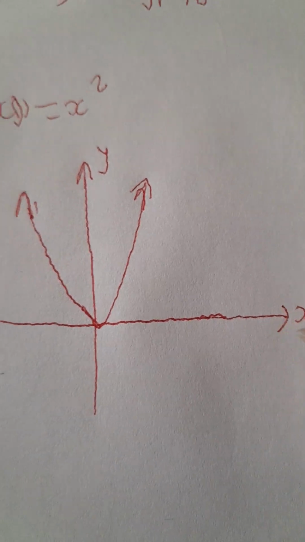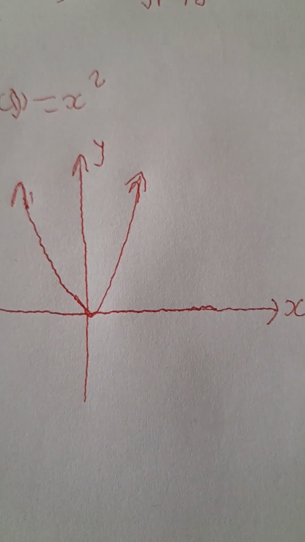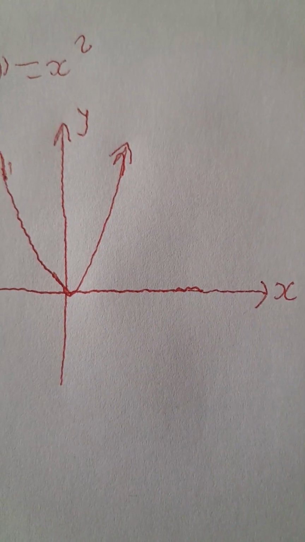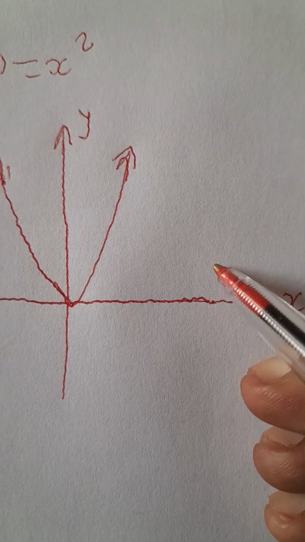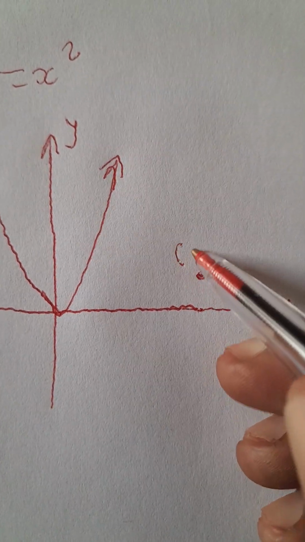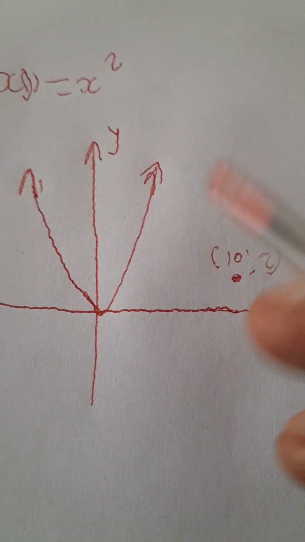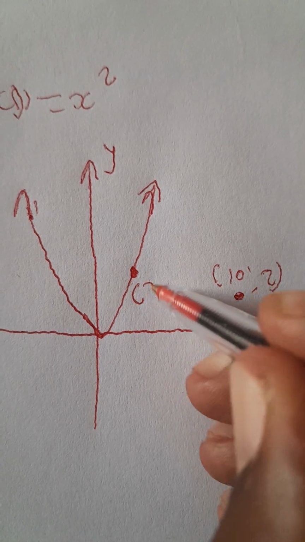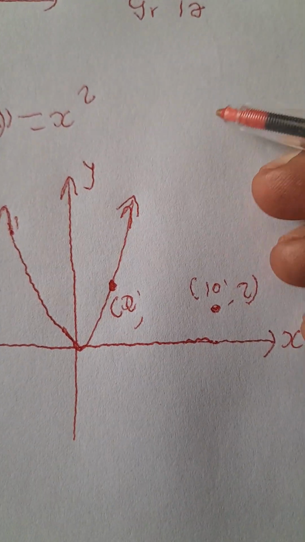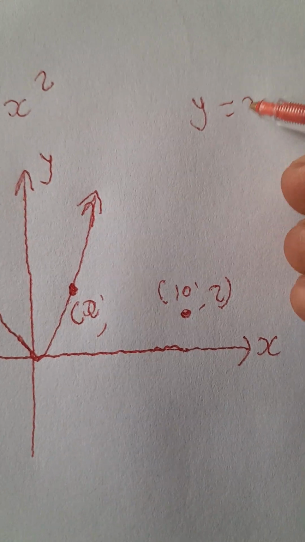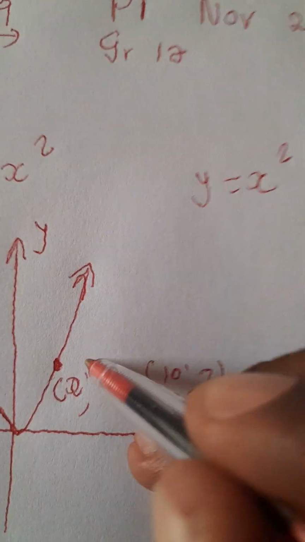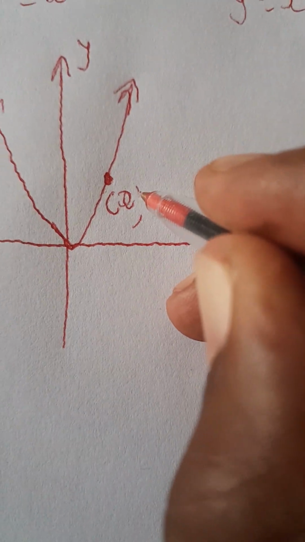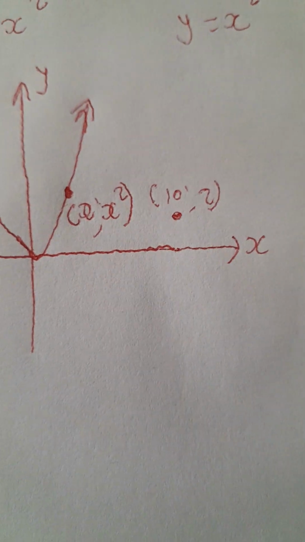Remember that they said determine the minimum distance between the point (10, 2) and a point on f. The point (10, 2) is in the first quadrant, so somewhere here. There's a point on f. Let the first value be x. What about the y value? Remember that f of x represents y, so y equals x squared. Our y value will be x squared, so we have the point (x, x squared).